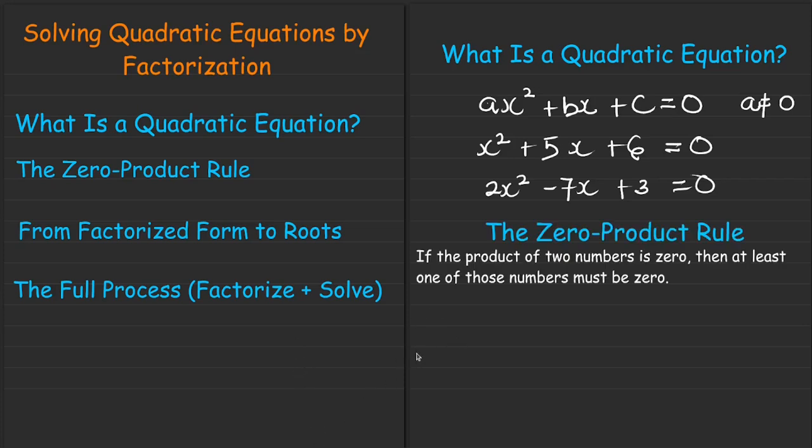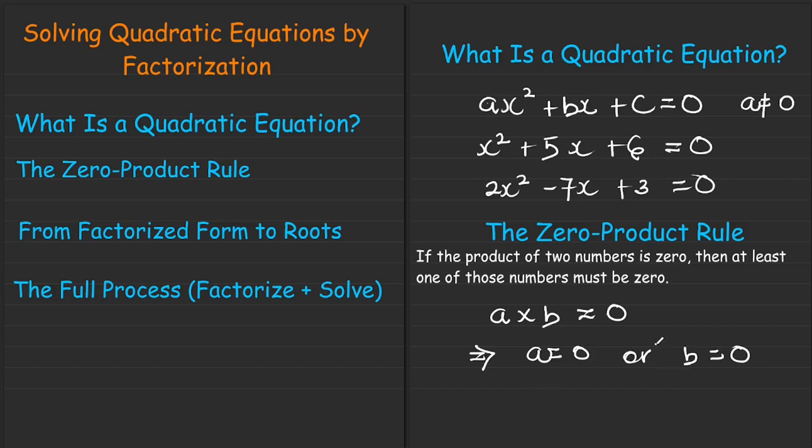The zero product rule says if the product of two numbers is 0, then at least one of those numbers must be 0. What does this rule actually mean? All we are saying is if you have two numbers, let's take them to be A and B, and the product of A and B is equal to 0, then it implies that either A is equal to 0 or B is equal to 0. This is what the zero product rule states.